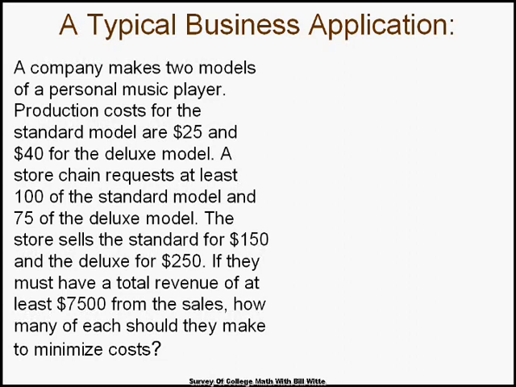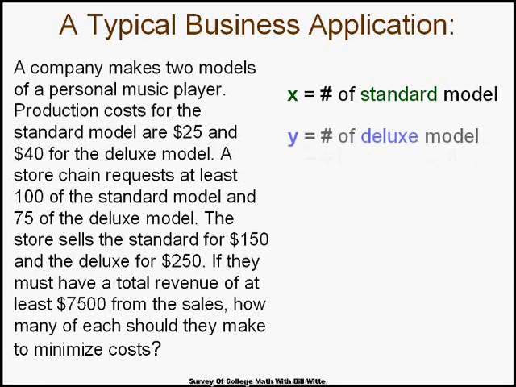If they must have a total revenue of at least $7,500 from the sales, that's what their goal is, how many of each should they make to minimize their costs? Wow. Well, we're going to start off the same way here. We have to name what our variables are. And in this case, it says how many of each type. Well, I think we have 2 types. So I'm going to let X be how many of the standard model of the music player, and Y be how many of the deluxe model.